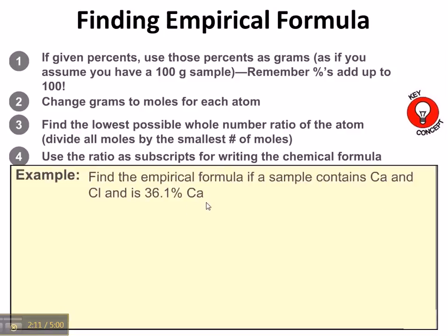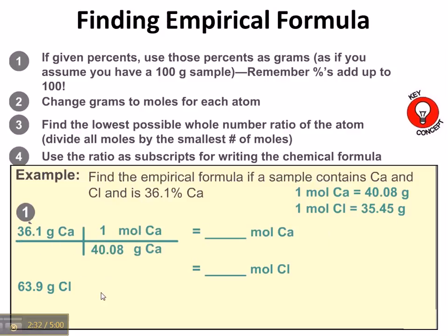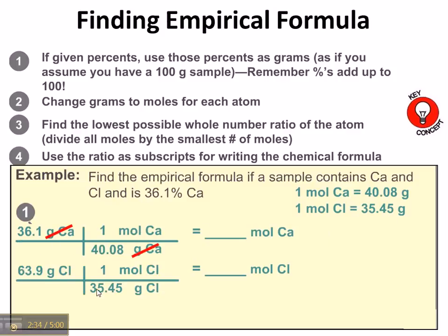So let's do an example. Find the empirical formula if a sample contains calcium and chloride and it's 36.1% calcium. So here's your setup. It's basically calcium and chloride, that's it, and this has to equal 100 grams. Convert these to moles, so you have to use the molar mass to go from grams to moles. This is just dimensional analysis that has been covered in your class, so now we can convert these to moles. So 36.1 grams of calcium is 0.901 moles of calcium, and then you have 1.80 moles of chloride.